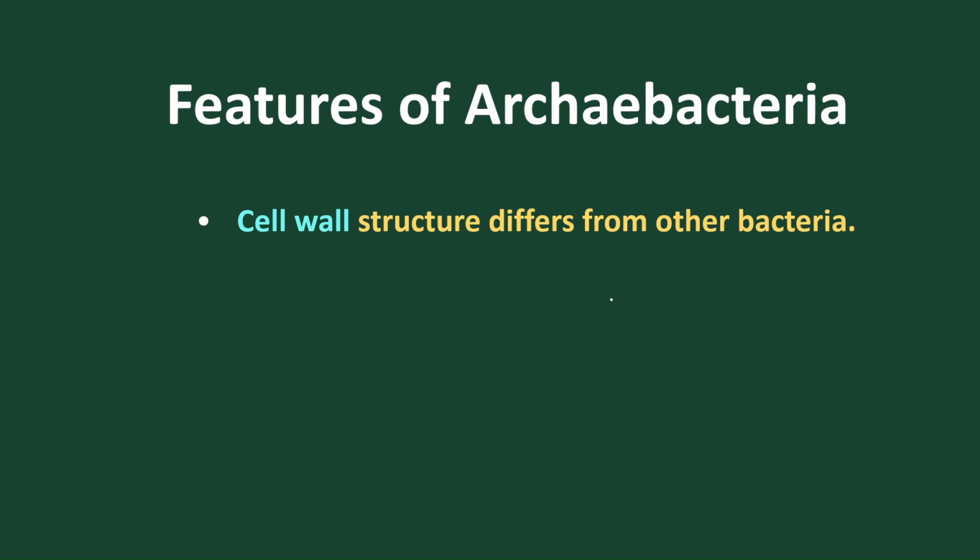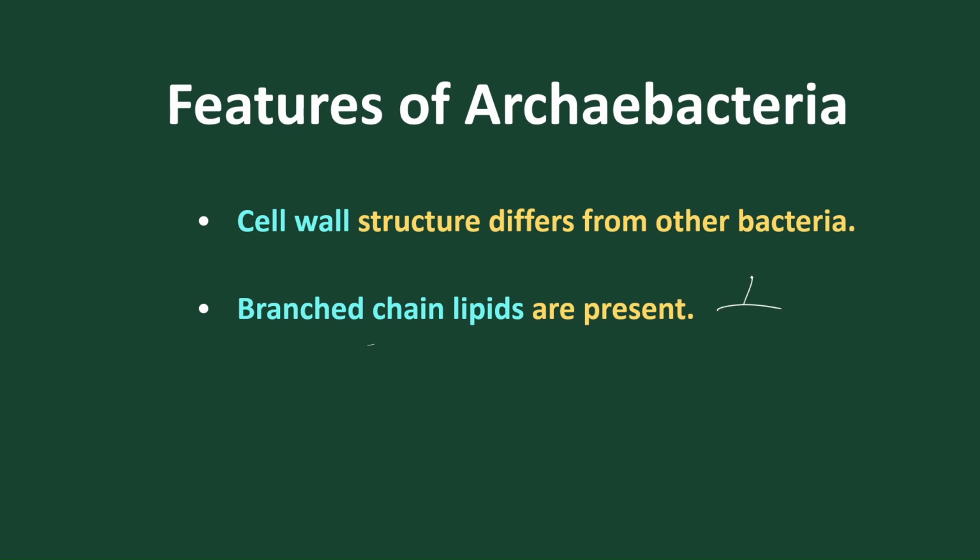That is the first difference. The second difference is that they have branched chain lipids. Normally the lipid chains are single chains, but in their membrane they have branched chain lipids, and this branched chain lipid helps them survive in adverse or harsh conditions.